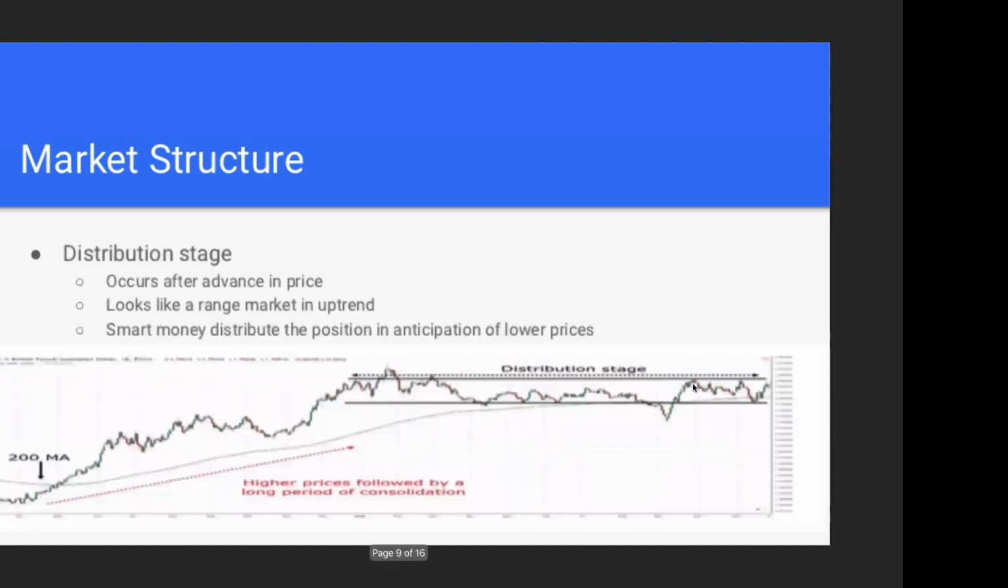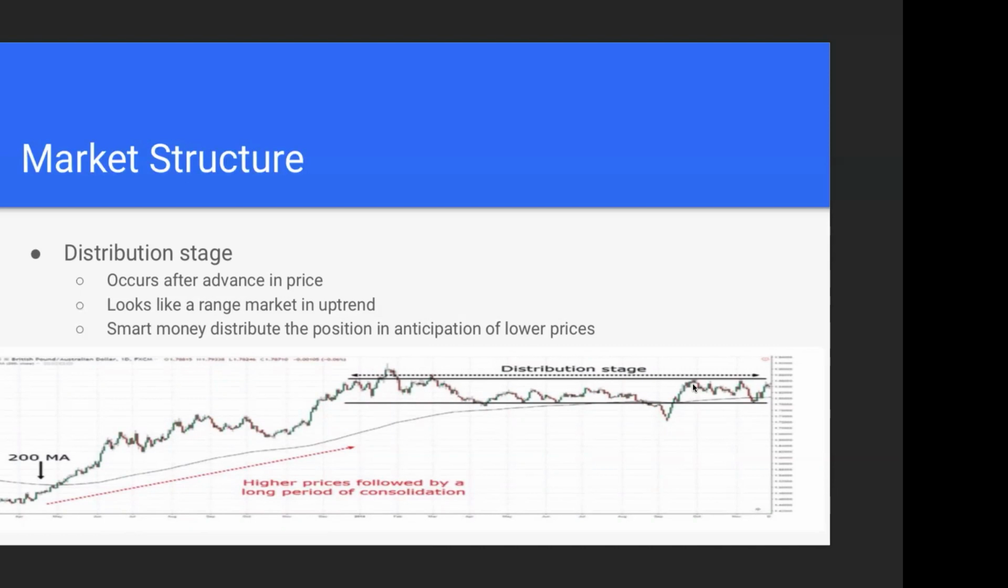Now, the next stage is called the distribution stage. It is like a range market in an uptrend. At this point of time, that is where our market is right now, the SPY. The SPY is in a distribution stage. It is not forming a higher high, and it is not forming a lower low. It is somewhere in between. If you noticed the last week, it had formed a low of 350.51. I will talk about it later, but this is one thing you want to look at.